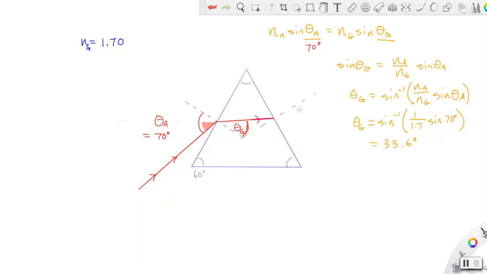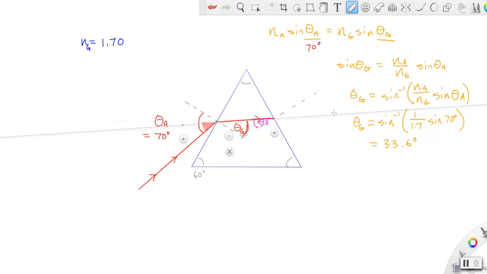So there's our normal. We have a new angle that we need to consider, this angle. And that angle I might go ahead and call theta 3. And then I'm going to have theta 4 when it comes out of the glass. Let's go ahead and tilt this to where this was.